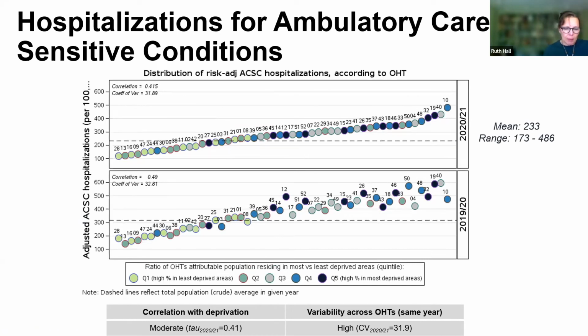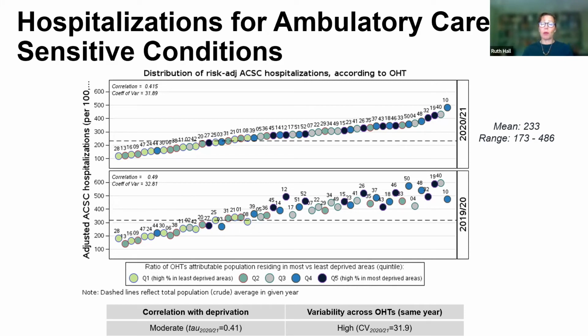Now on to the ambulatory care sensitive conditions. They reflect chronic conditions which, if treated and monitored effectively in the community, should reduce the likelihood of a hospital admission. People don't like to be hospitalized. So a poor outcome is being hospitalized for these kinds of conditions that could be managed effectively in the community. It also reflects access to primary and specialist care.